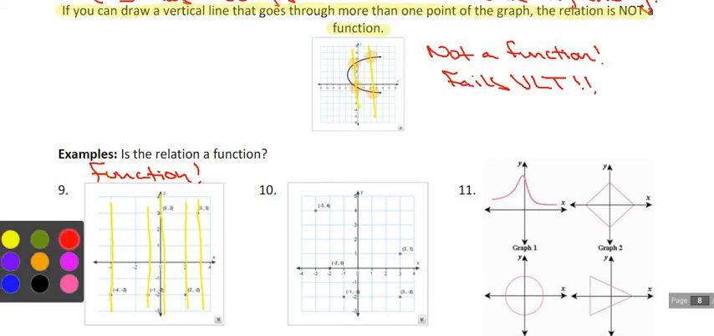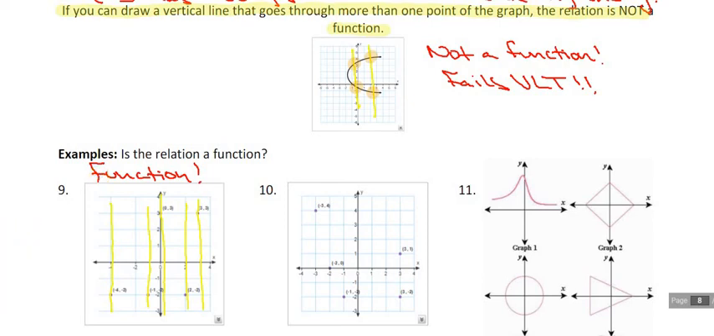Let's take a look at number 10. Draw lines where we have points. 1 point, 1 point, 1 point. Uh-oh, 2 points. So my last vertical line over here on the right-hand side hit more than 1 point. So this one is not a function. So fails vertical line test.